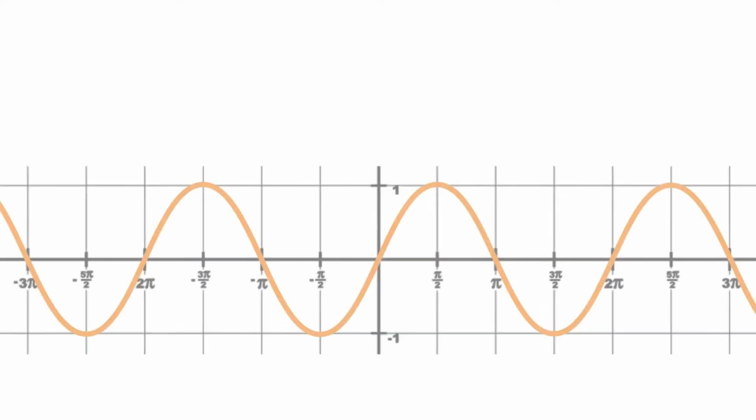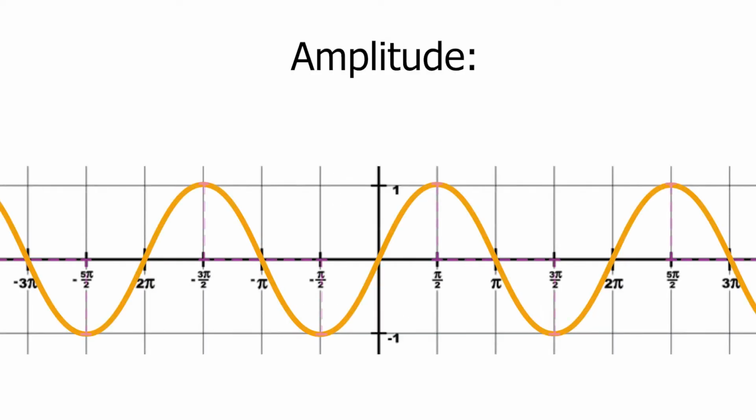Now, if we really want to understand these functions, we'll have to define a few terms first. Specifically, the amplitude, period, and phase shift or vertical shift. The amplitude is just the distance from the middle of the graph up to the highest point or down to the lowest point. So as we can see here, the amplitude is 1.